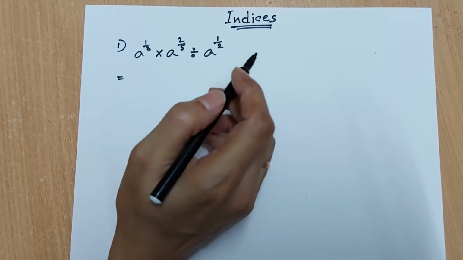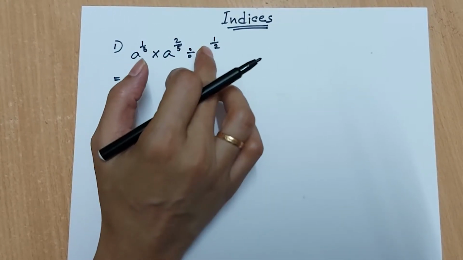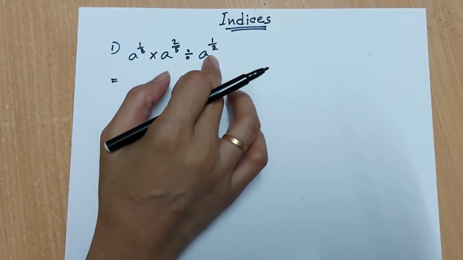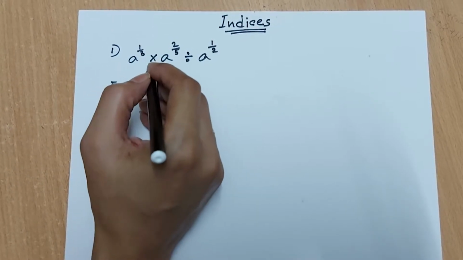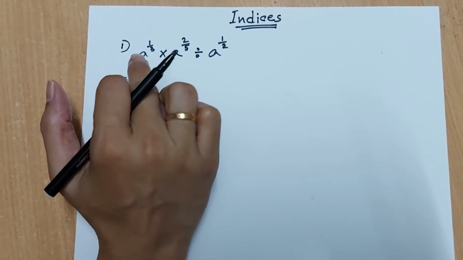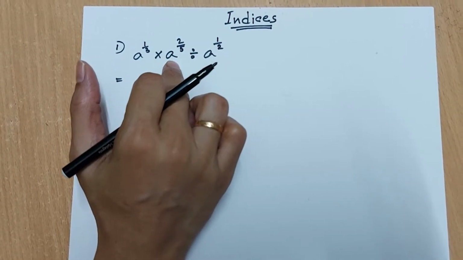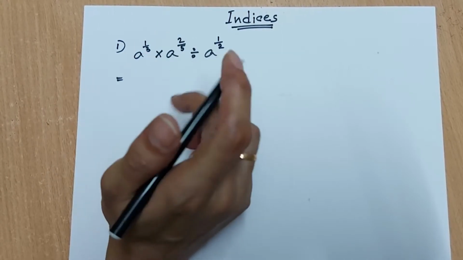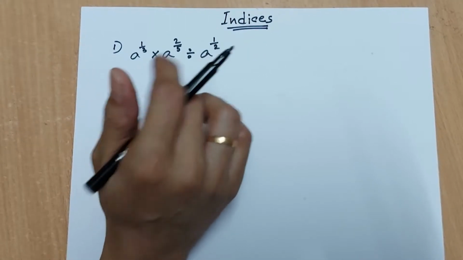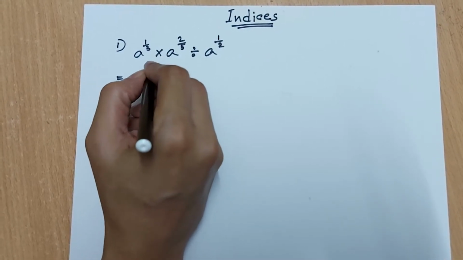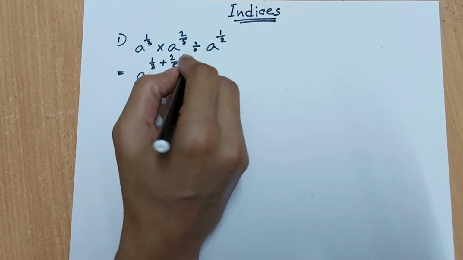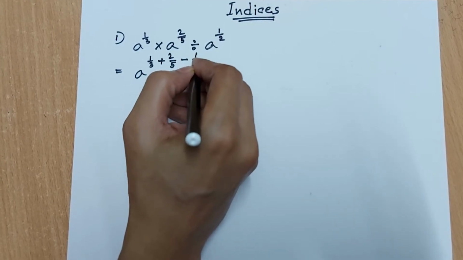What we see here, all of them are the same bases, and the first two are multiplying and the third one is dividing. So what we're gonna do is, the rule says if same bases are multiplied, then we just add up the powers, and in case of dividing we just subtract the power. So I add the powers of the multiplying ones and take away the power of the dividing one.